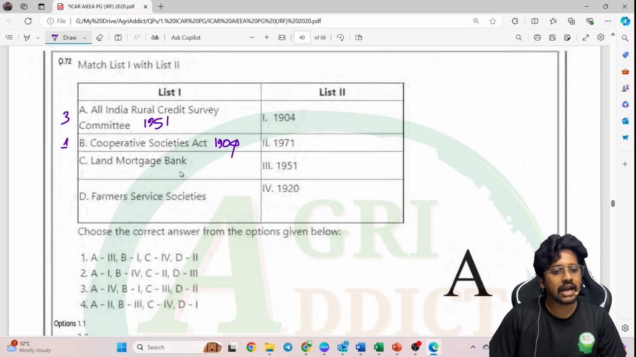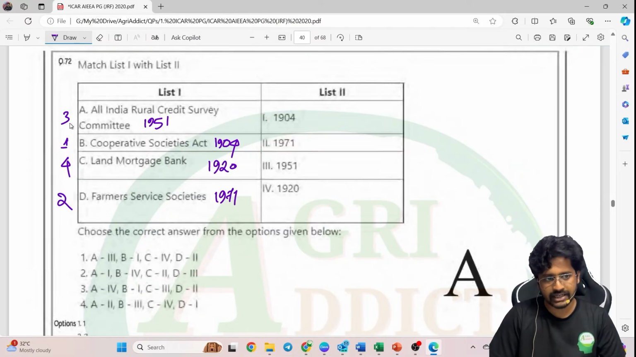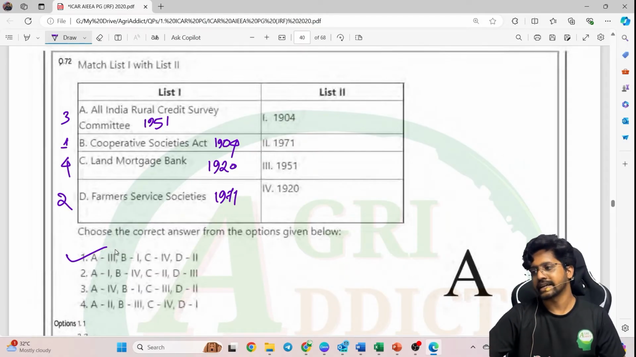The third one is Land Mortgage Bank. Land Mortgage Bank was first established in 1920. So therefore, I think it's in Punjab. So C can be connected with 4. And the last one, the Farmer Service Society. The Farmer Service Society was established in 1971. Therefore, D can be connected with the 2 options. So A, B, C, D can be connected with 3142. Option A will be the correct answer.